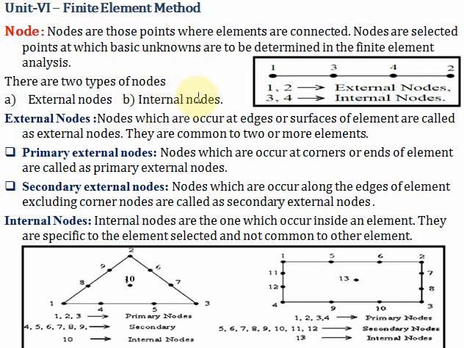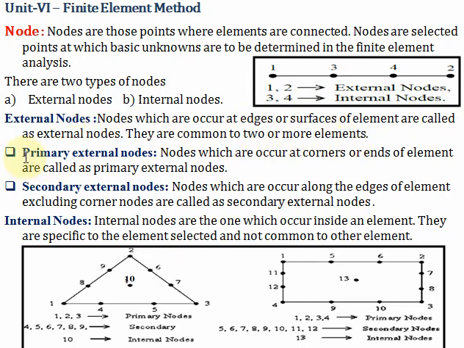One is the external node and the second one is the internal node. Let's see the first, the external node. Nodes which occur at the edge or surface of elements are called external nodes. They are common to two or more elements. If you see this figure, node number 1 and node number 2 are the external nodes, because they occur on the edge of this element.